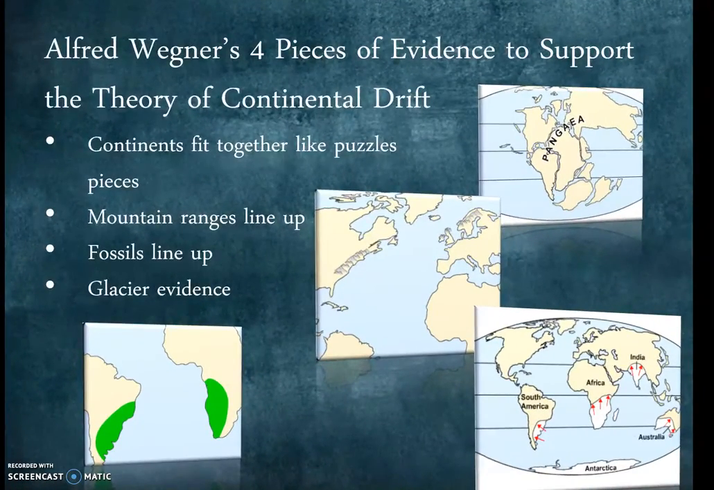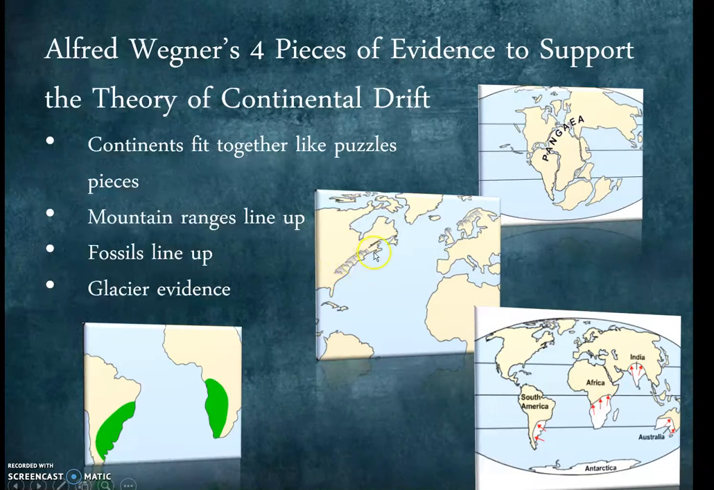So next we're going to talk about how we came to know about this theory. The person who came up with this theory was Alfred Wegener, and he had 4 pieces of evidence to support his theory of continental drift, what became the theory of plate tectonics. So first of all, up here, he noticed that the continents fit together like puzzle pieces, especially South America right here into the coast of Africa.